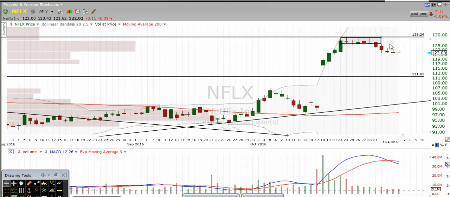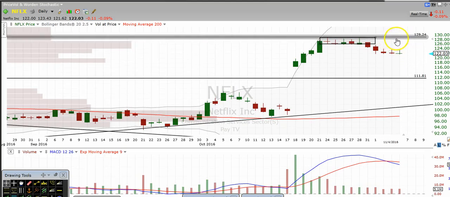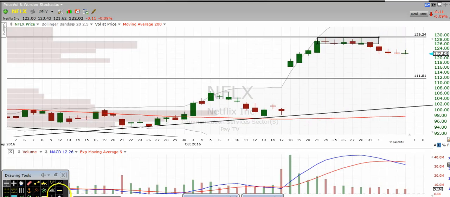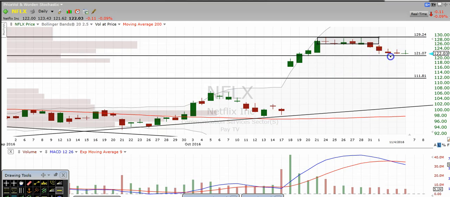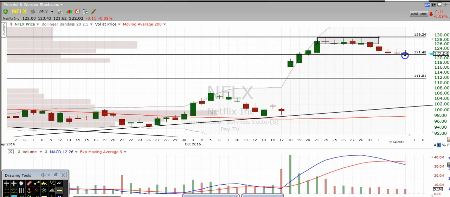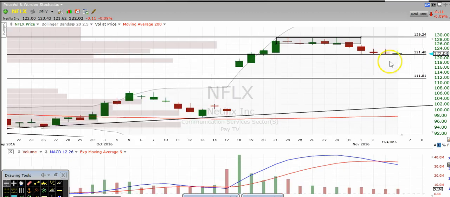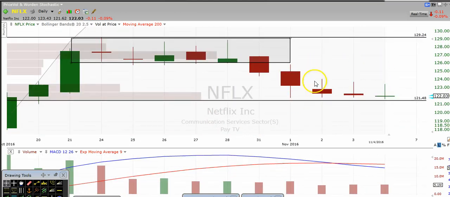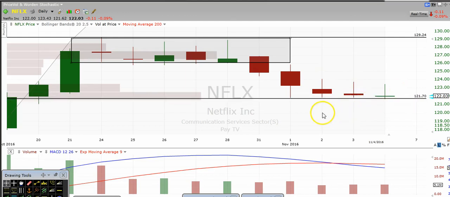So right now, we have some levels to trade against, 129.24, and then just recently, and I'll draw that right there, we're developing a little level right about there, about 121.50. You can see how many times we tested it right there. I'm going to move that up. So it's about 121.70, the lows of the last 5 days right here.